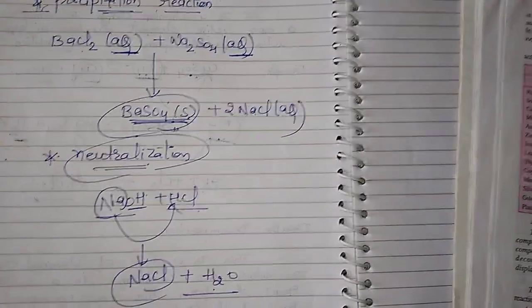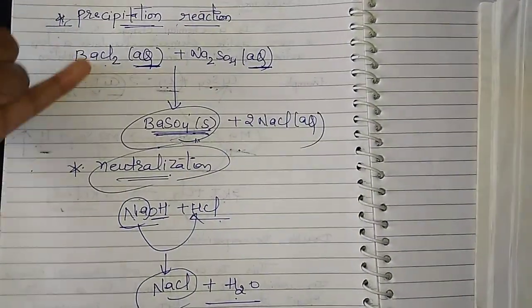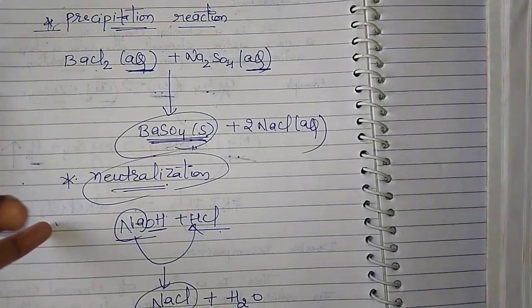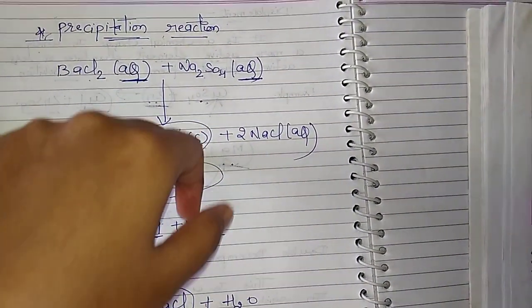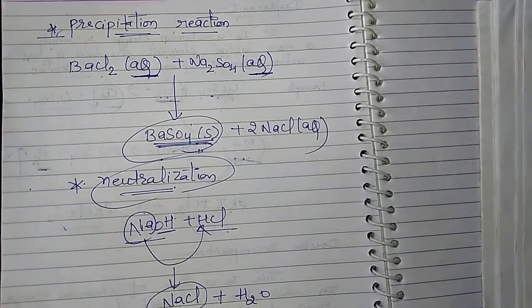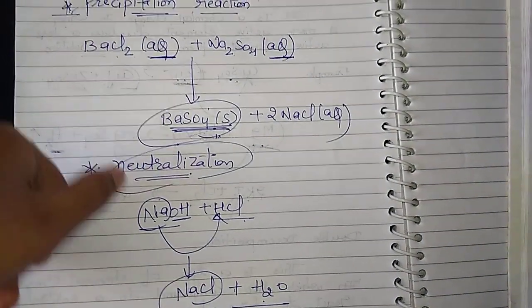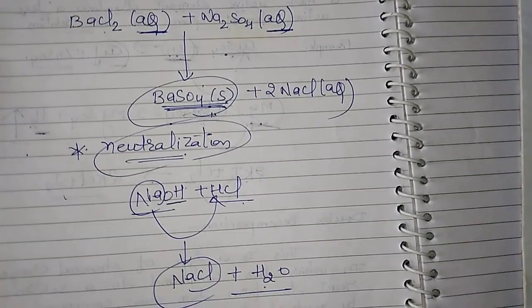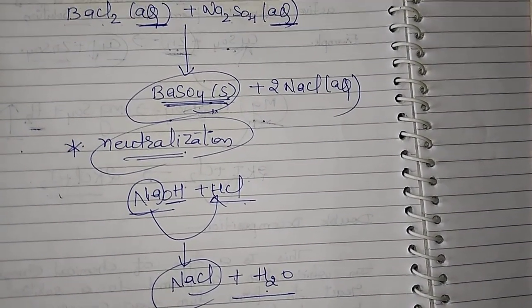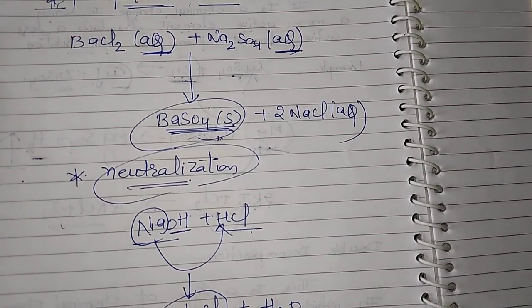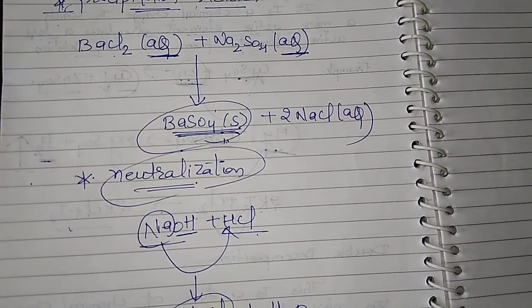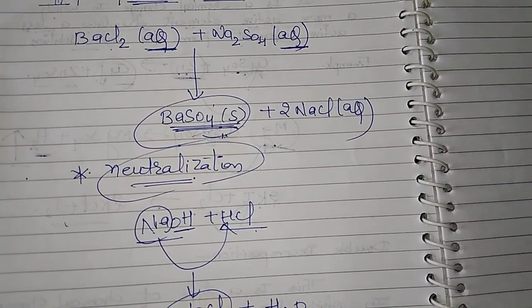These two are double decomposition categories: one is precipitation and the second is neutralization. In precipitation, a precipitate or insoluble solid substance is formed, and in neutralization, an acid and a base react together to form salt and water. These two are examples of double decomposition reaction. Double decomposition is also known as a double displacement reaction.